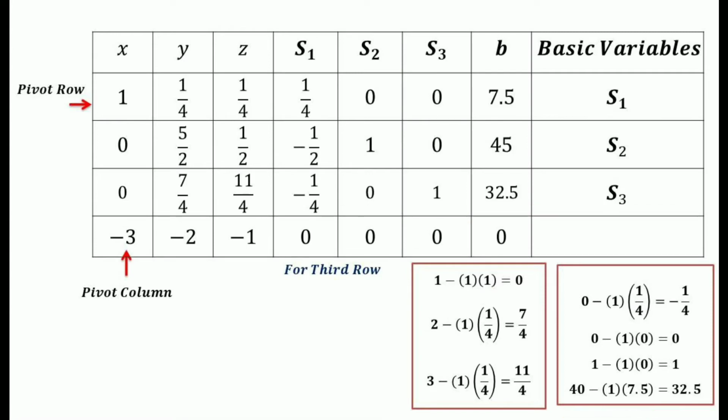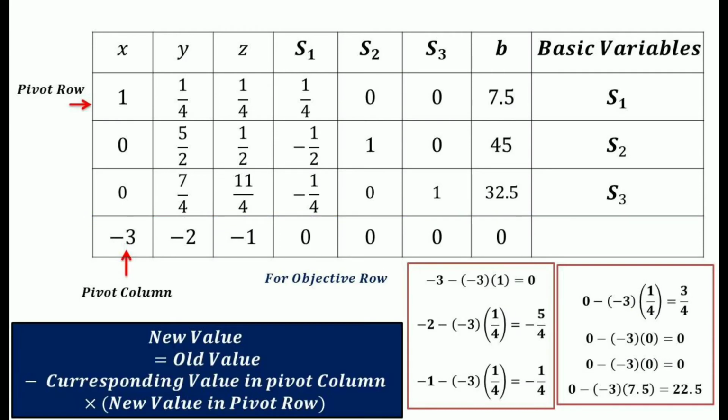Therefore, we are also replacing the old elements in the third row with the new elements. So new elements in the third row now are 0, 7 by 4, 11 by 4, minus 1 upon 4, 0, 1, 32.5. Now we are considering the last row, that is the objective row.